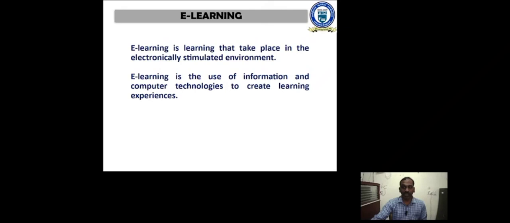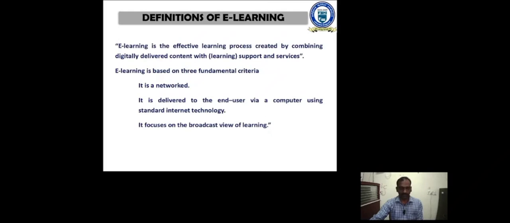The literal meaning of e-learning is learning that takes place in an electronically stimulated environment. E-learning is the use of information and computer technologies to create learning experiences. Here is a crystal clear definition for e-learning to understand it in a better way. E-learning is the effective learning process created by combining digitally delivered content with learning support and services.